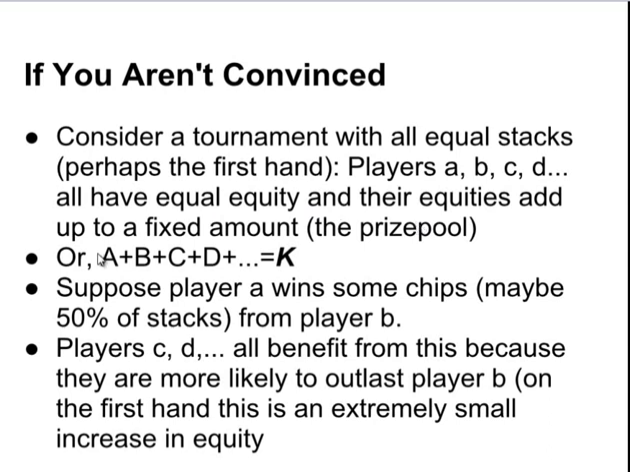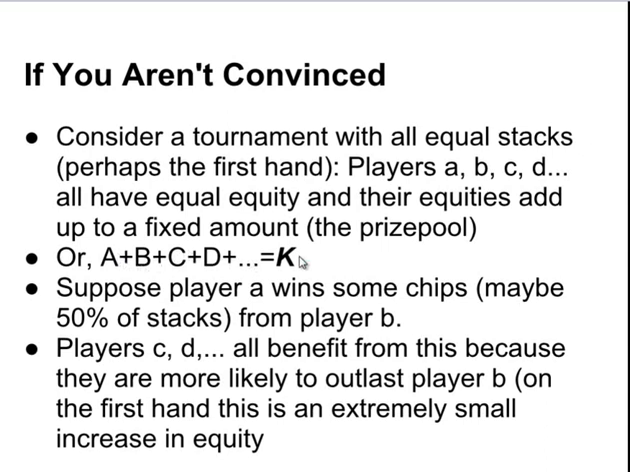To write this, I used lowercase letters for the players, like player a, and capital letters for their value in the tournament. So to express this mathematically, we would say that A plus B plus C plus D, and so on, all the players added up, have equity equal to K, which I used as the prize pool.